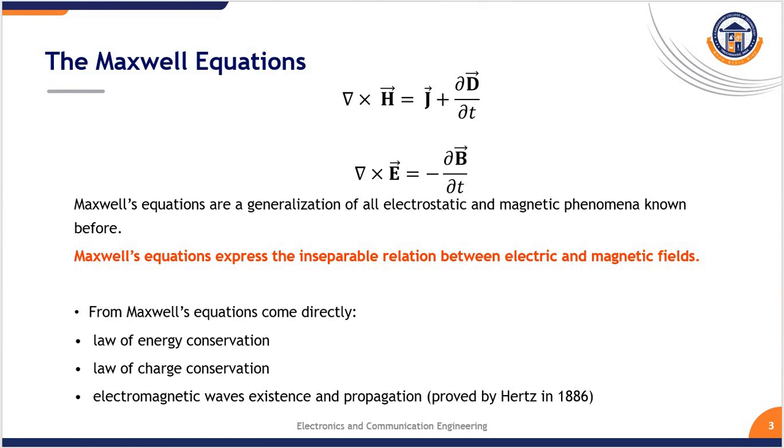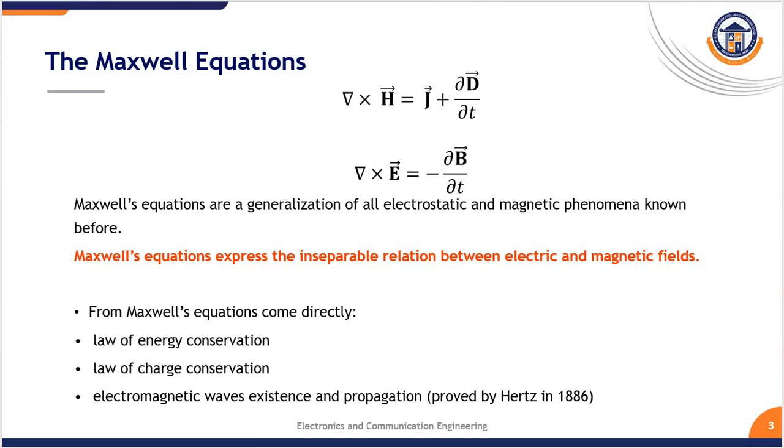Maxwell equations: del cross H vector equal to J vector plus dou D by dou T, del cross E vector equal to minus dou B by dou T. Maxwell equations are generalization of all electrostatic and magnetic phenomena known before. Maxwell equations express the inseparable relations between electric and magnetic fields.